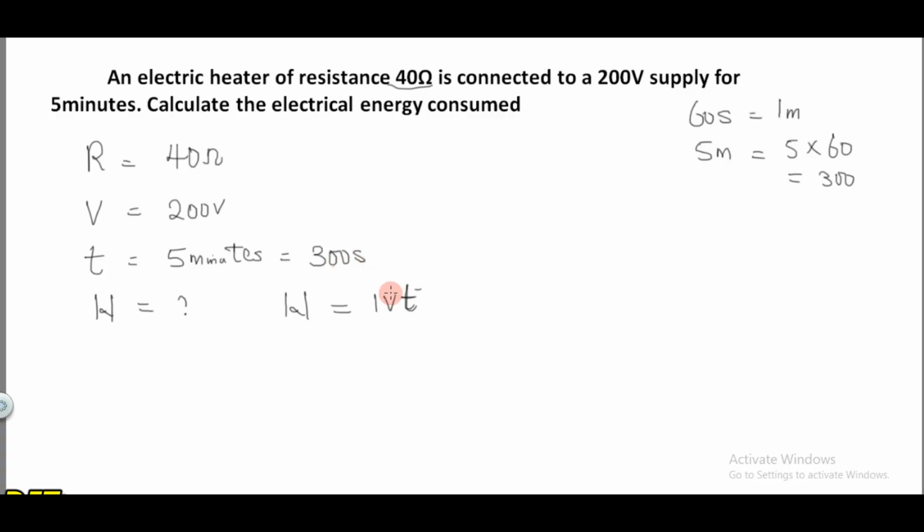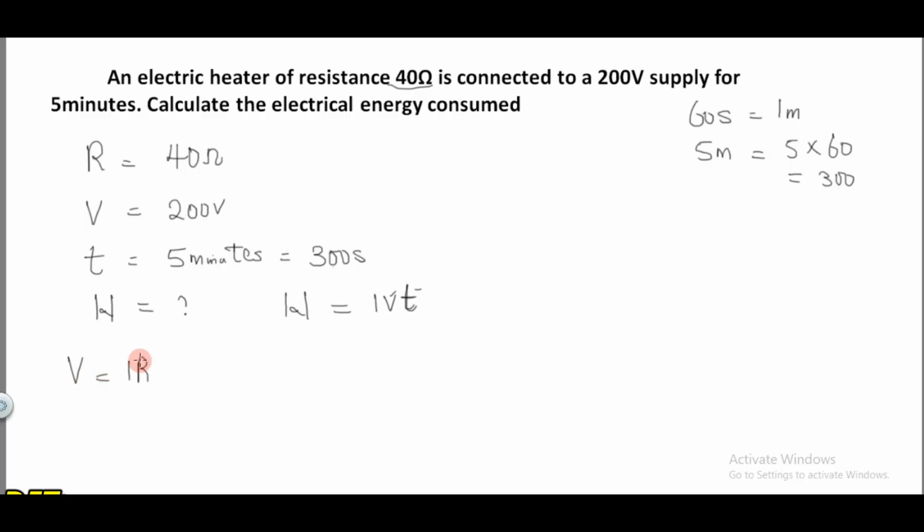So I have T, and it is given as 300 seconds. I have V, which is the potential difference, given as 200 volts. I don't have I here. What I have is R. So I'm going to look for the value of I. From Ohm's law, I know that V is equal to IR.